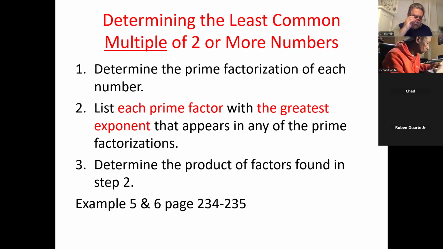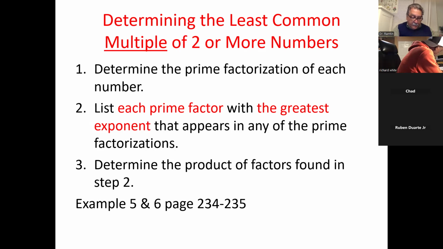In example 5 on page 234, it says find the least common multiple of 144 and 300. First, we do the prime factorization. 144, when you do the prime factorization, you will find the final result is 2 to the power of 4 times 3 to the power of 2. For 300 it is 2 to the power of 2, 3 to the power of 1, and 5 to the power of 2.